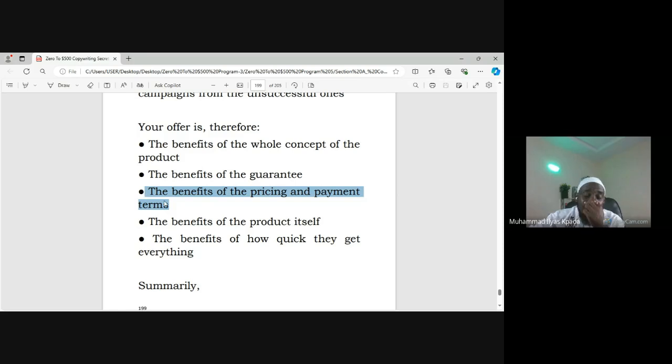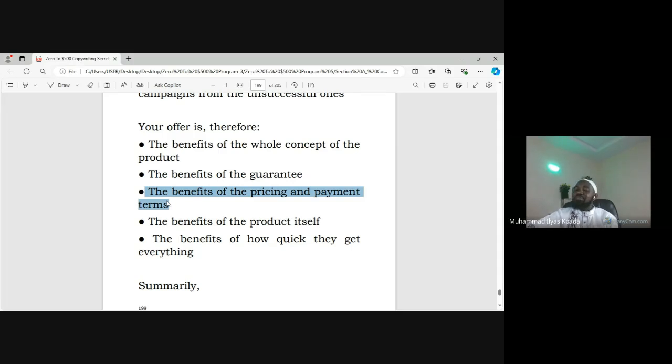They'll say that if you get access to this program today, you are going to get this. It is worth 10,000 naira for free. You get this, it is worth 10,000 naira for free. You get this, it's worth 20,000 naira for free. You get this, all these things they will list there. Now, they will go and reveal an insignificant amount of money that you are going to pay. Now, this is the benefit of the pricing and the payment time.